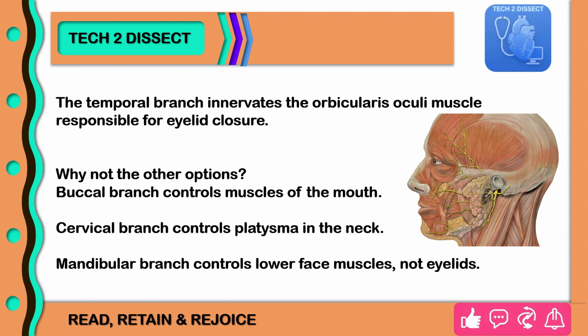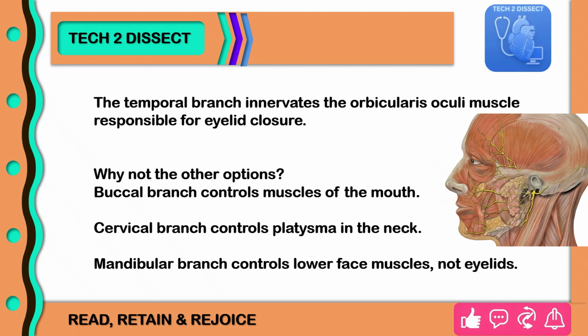Why not the other options? Buccal branch controls muscles of the mouth. Cervical branch controls platysma in the neck. Mandibular branch controls lower face muscles, not eyelids.